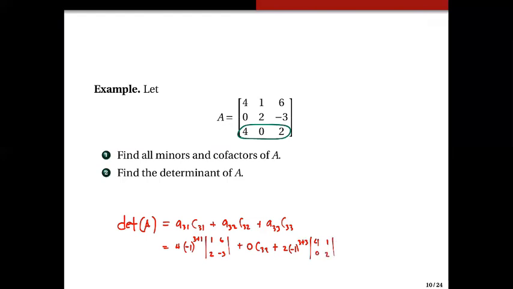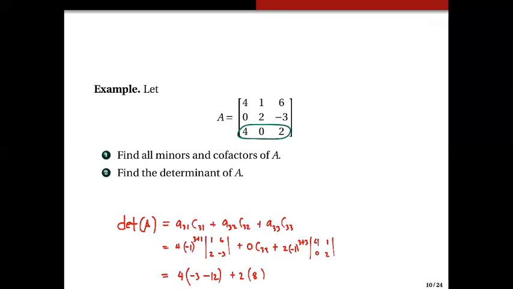So if we calculate this, we will have, so 4 times negative 1 raised to 3 plus 1, that's positive 1. So this is just 4 times. We have here 1 times negative 3, that's negative 3, minus 2 times 6, that's 12. Okay? And then in here, you have negative 1 raised to 6. So positive 1. So we'll just have plus 2 times. And then you have 4 times 2, that's 8. Then 0 times 1, that's 0.